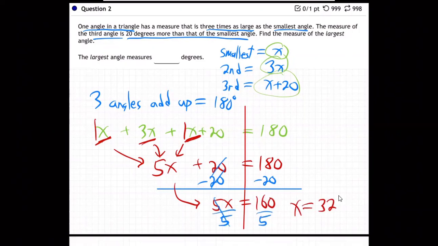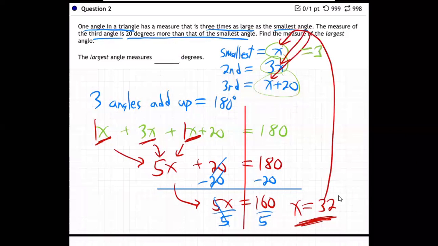The ending on this one's a little tricky. We got x, but they're not asking us for x. You know, there's temptation just to say 32, but that's not what they're asking us for, the largest angle. How do we get the largest? Well, there's also a temptation to say, what's this one? Well, the third one may not be the largest one. We got to be a little careful.